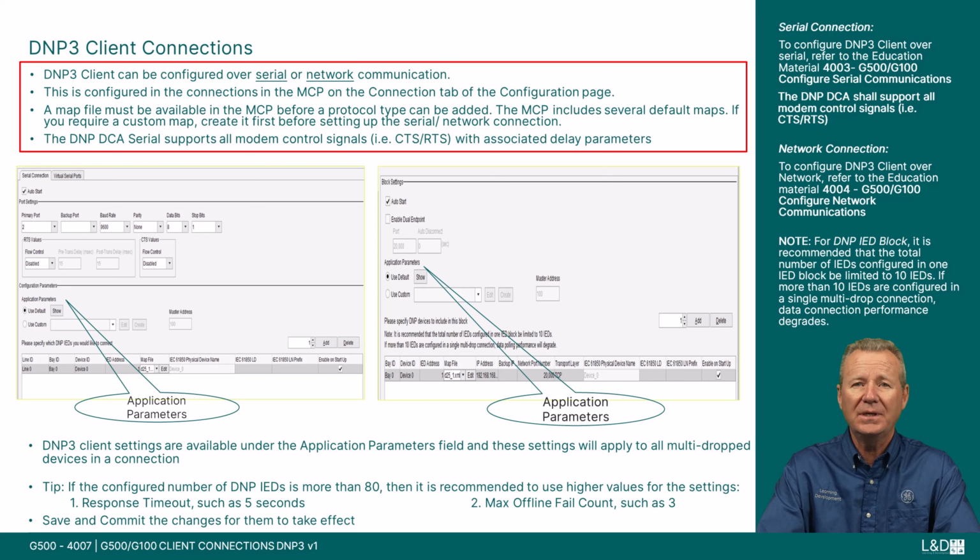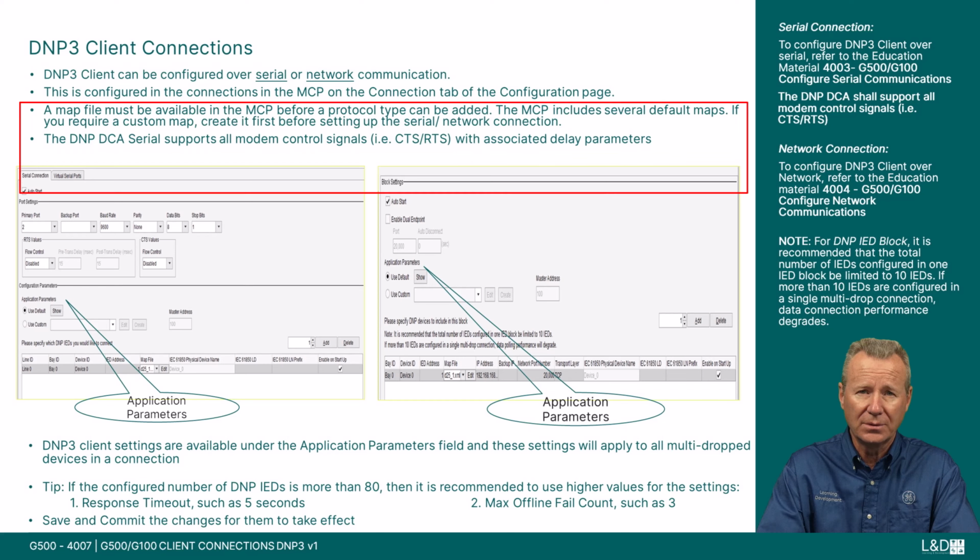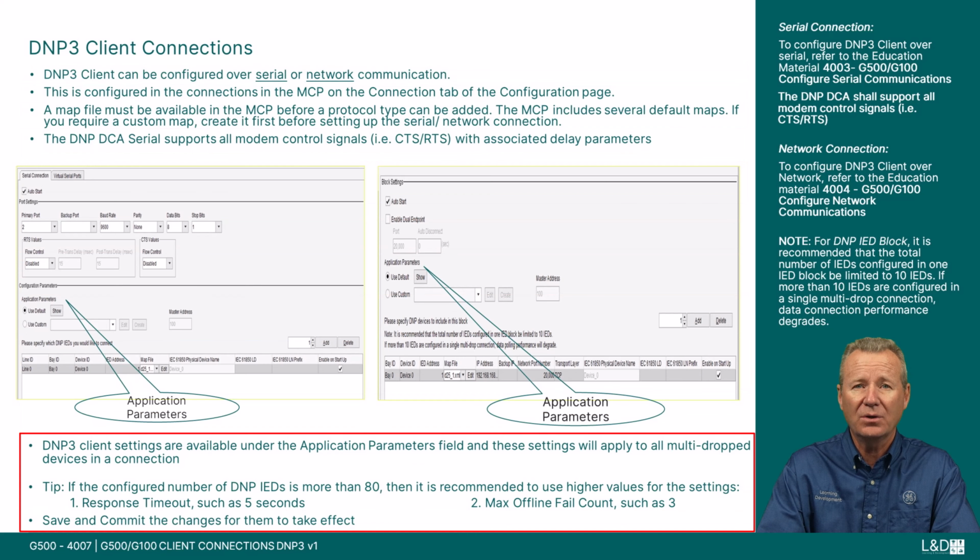The DMP DCA serial supports all modem control signals, i.e. CTS/RTS, with associated delay parameters. DMP3 client settings are available under the Application Parameters field, and these settings will apply to all multi-drop devices in a connection. Here's a tip. If the configured number of DNP IEDs is more than 80, then it is recommended to use higher values for the settings. Response timeout, such as 5 seconds. Max offline fail count, such as 3. Save and commit the changes for them to take effect.